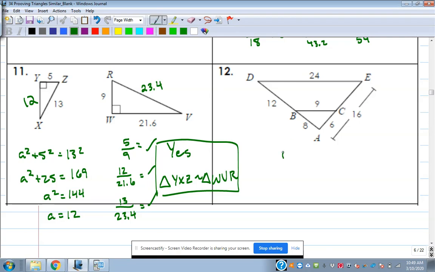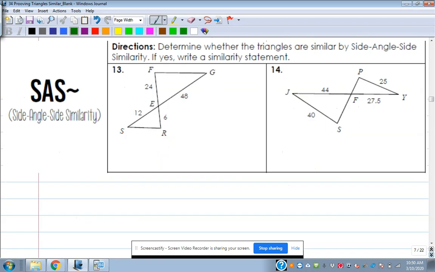Six over 16, 3 over 8, and then the other side would be 8 over 20, which is definitely not 3 over 8, right? So this is no. I like it when they're not similar because it's quick, easy, not much thinking involved. And so with side, side, side, you have to check 3 ratios, make sure all 3 are the same. If any one of them is not the same, then they're not similar in that way.